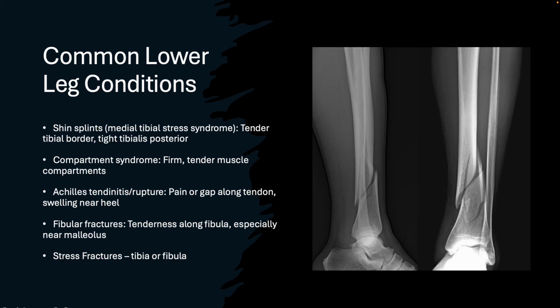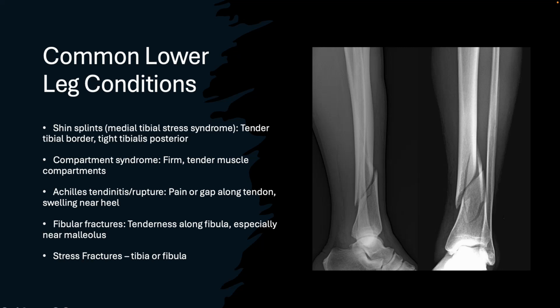This is also called medial tibial stress syndrome. They have tenderness in the tibial border and a tight tib posterior. Compartment syndrome. I don't have an extra slide for that, but we learned about that a lot of times. Remember, that happens post-surgical. So firm, tender muscle compartments. Sometimes it's really severe and we just don't want to work on them. Right? Achilles tendonitis or ruptures. Again, pain along the tendon, swelling near the heel a lot of times. Sometimes it's just a nice big fat swollen heel.